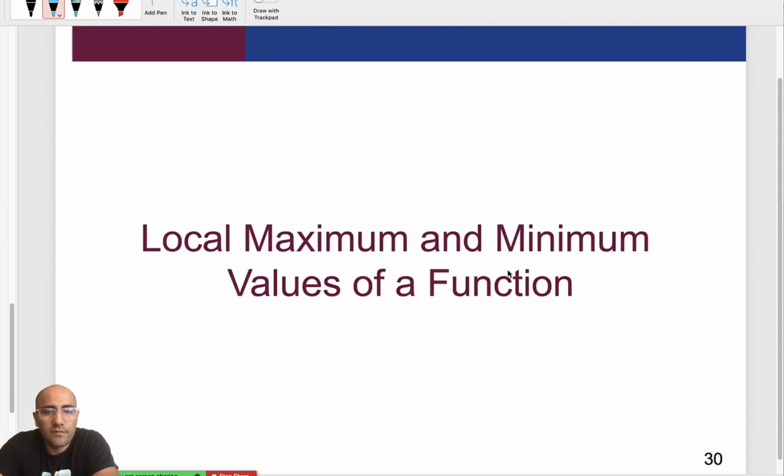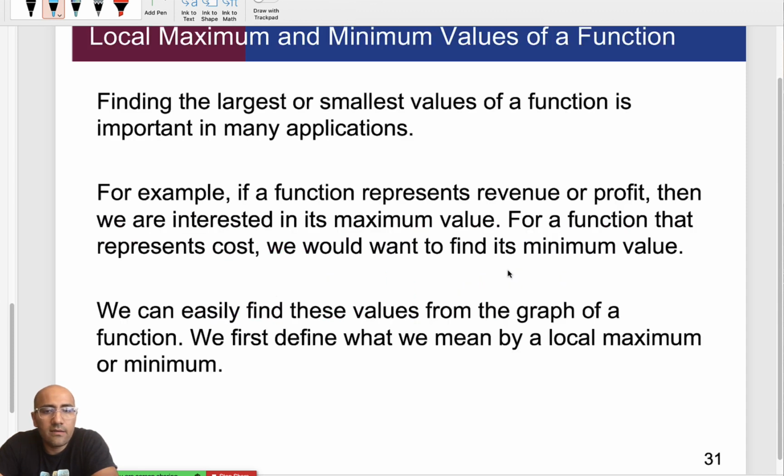Okay, local maximums and minimums. From the graph, it's really easy to identify what the maximum points and the minimum points are. So we will be working with graphs and being able to spot them from the graphs. Later on, we'll build into cases where we have an equation and we have to find it from the equation.